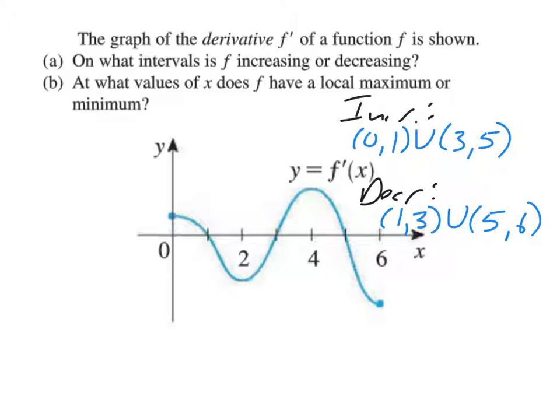Part B asks, when does it have a local maximum or minimum? Well, remember how we look for maximums and minimums. Those are the numbers at which the derivative equals 0. Because a maximum, it's going up and then it levels out, meaning the derivative is 0 at that maximum, and then it starts going down again. But notice what's happening there is that if it's a maximum, it was increasing and then it was decreasing. So I'm looking for the 0 that made the transition between increasing and decreasing.